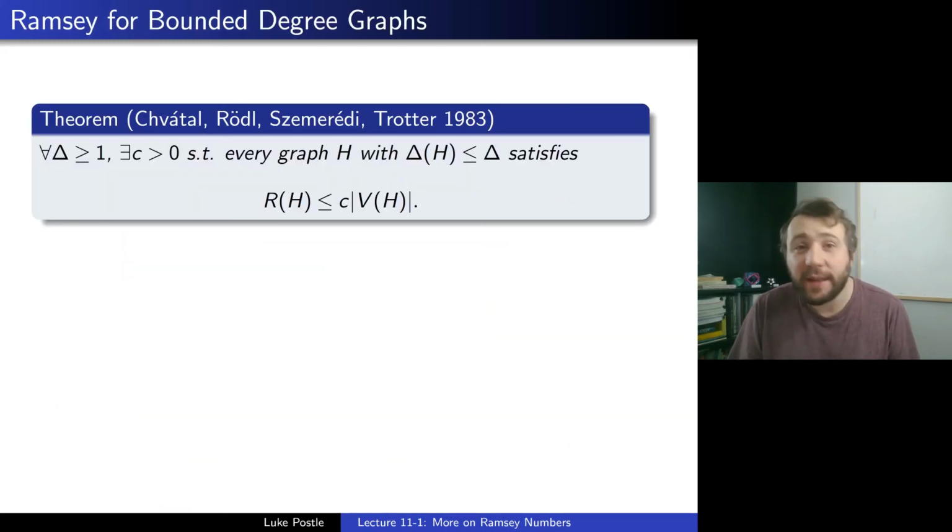I wanted to do one last proof for today on the Ramsey numbers, which is about bounded degree graphs. So there was a nice theorem of Chvátal, Rödl, Szemerédi, and Trotter in 1983 that gives a nice bound on the Ramsey number of graphs more generally: for every Δ at least 1, there is a constant c greater than 0, such that every graph H with maximum degree of H at most Δ satisfies that its Ramsey number is at most c times v(H). So this is quite a nice theorem.